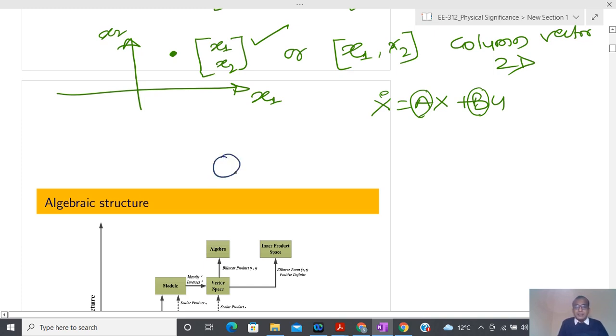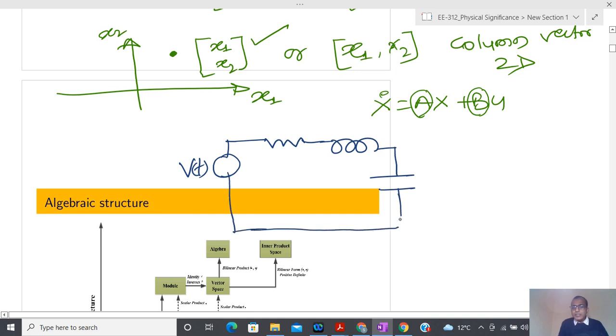Suppose I have some kind of voltage V(t), which I am assuming is a time-varying voltage, and suppose I have a resistor, an inductor, and a capacitor. Now, could you please guess what the order of this system is? Anyone, could you please guess? I have an RLC circuit, and I am assuming that I have some kind of voltage source. So this is a second order system.